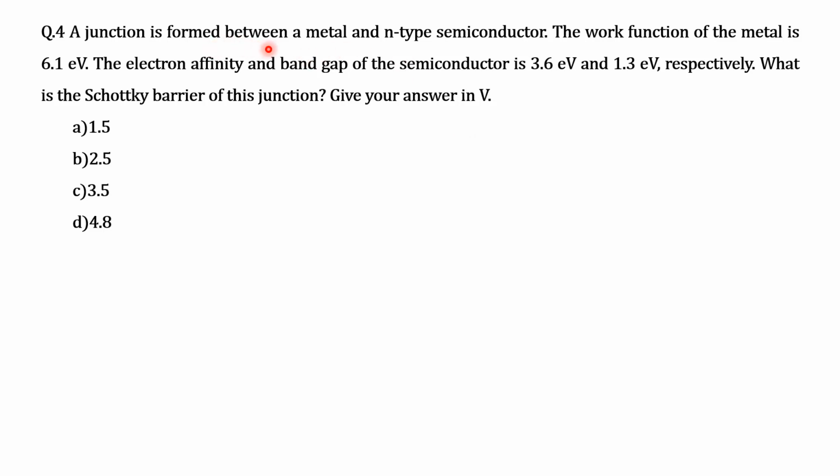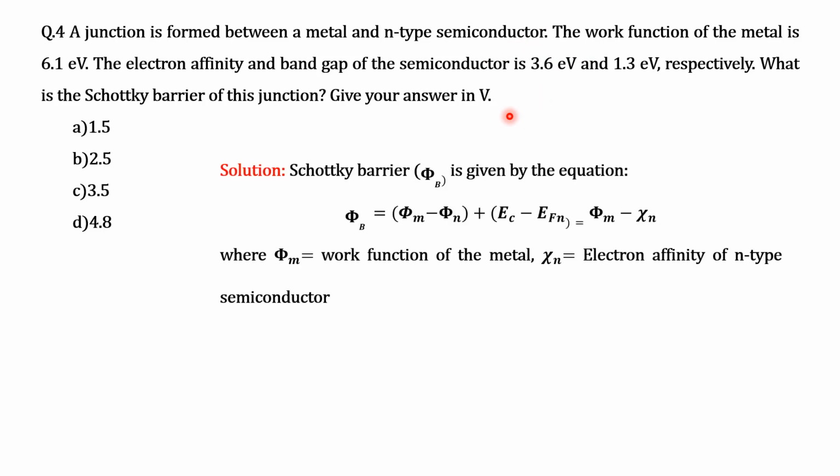Here also a junction is formed between a metal and an N-type semiconductor. Work function of the metal is directly given to you, and for the semiconductor the electron affinity and band gap are given to you as 3.6 and 1.3 respectively. So we have already said that Schottky barrier of a junction is given by the difference between work function of the metal and psi of the semiconductor, that is 6.1 and 3.6. So when you subtract 3.6 from 6.1, you will be getting the answer as 2.5 volt.